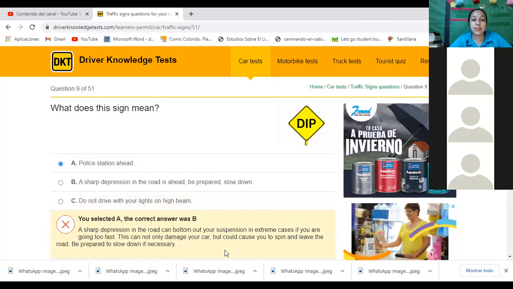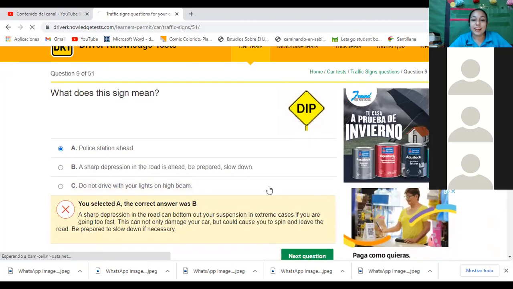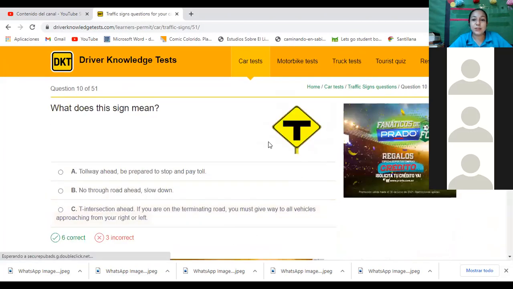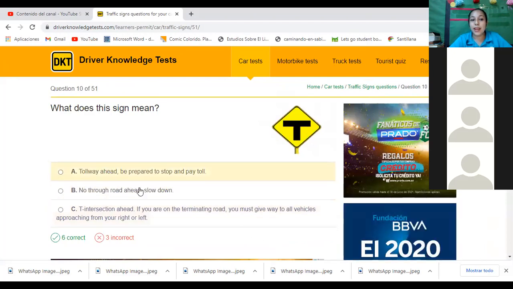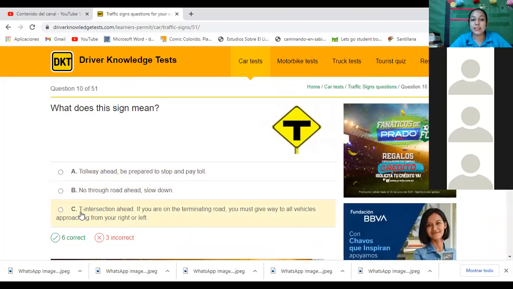A sharp depression in the road can burn out your suspension in extreme cases if you are going too fast. Okay, so this one is a good idea. Okay, let's see. And this one. Yes, we have this one here in our country. Tollway ahead, no through road ahead, T intersection ahead. See. C, okay.